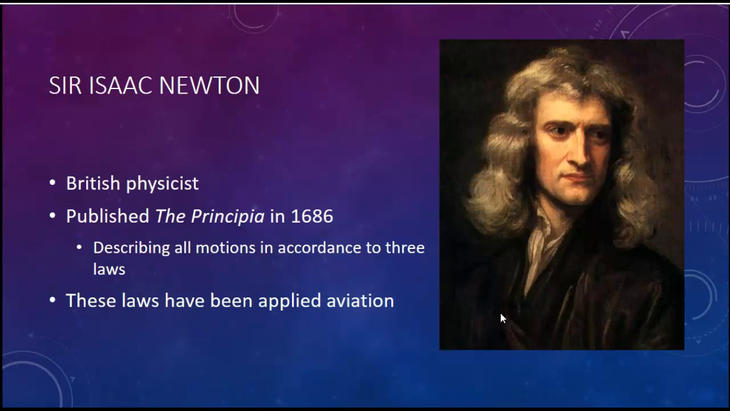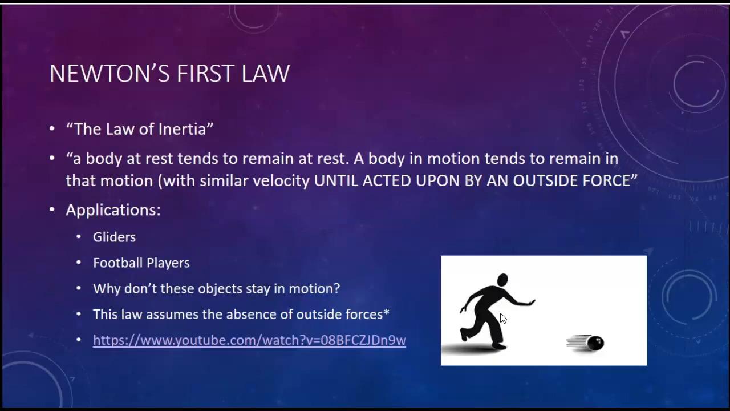So who was this Sir Isaac Newton? Isaac Newton was a British physicist who lived in the 1600s. And he didn't start out as a physicist. He was actually a physician by trade, but he liked to dabble in physics and mathematics. And he published a paper known as the Principia in 1686, which describes all motions in accordance with 3 laws. And these 3 laws have been applied to aviation.